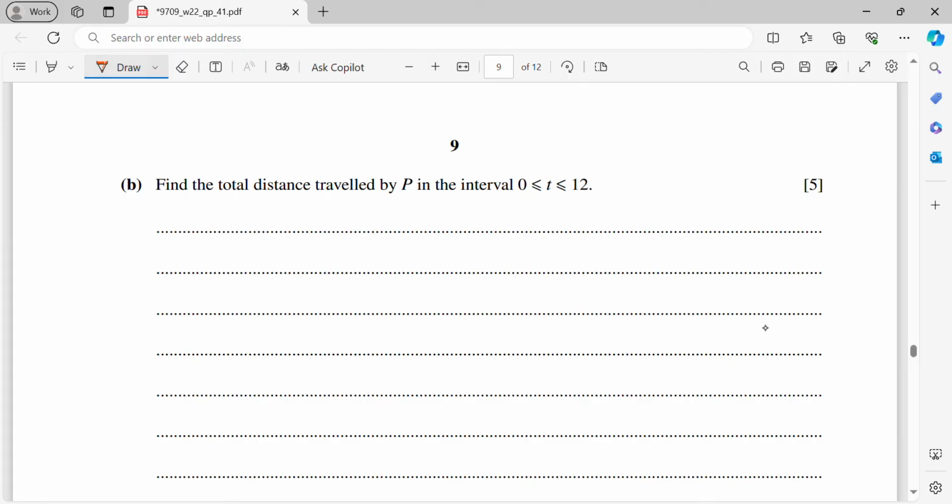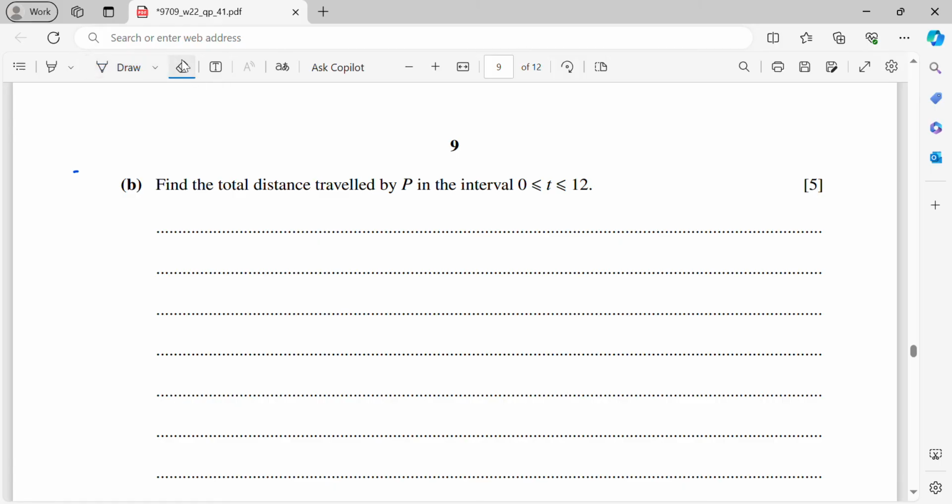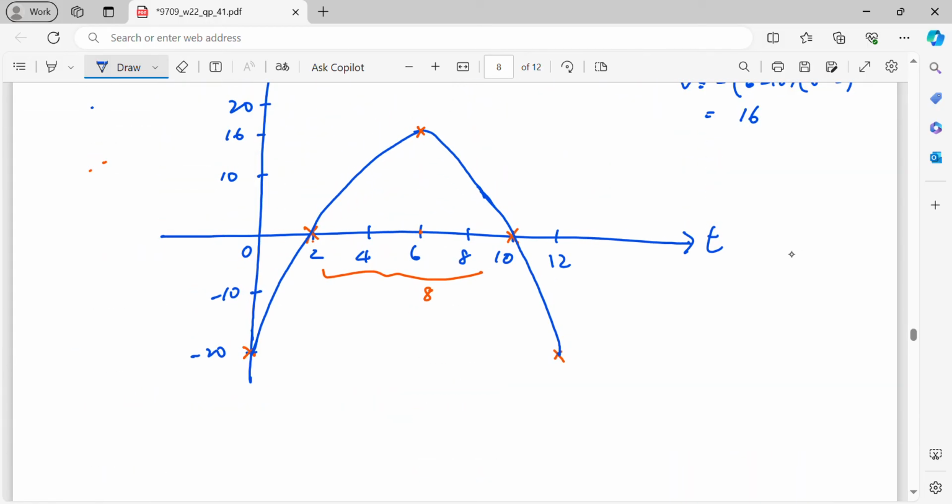Okay, now B, find the total distance traveled by P in the interval 0 to 12. Okay, so now the total distance is basically, V equals to ds dt. So now your S is integrate V dt. So now I need to do integration. When integration, that means that is the area under the curve. So obviously from 0 to 2, the region is negative because it's below the x-axis. So my integration must put modulus. Same goes to 10 to 12, the region is below. But for 2 to 10, I can just direct integrate.